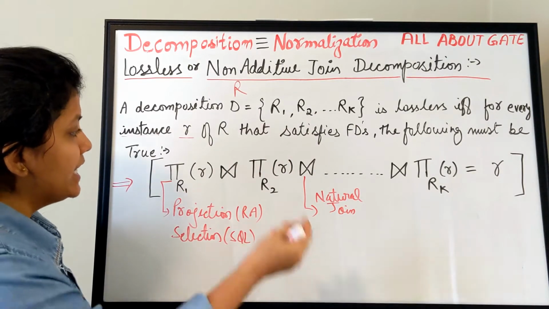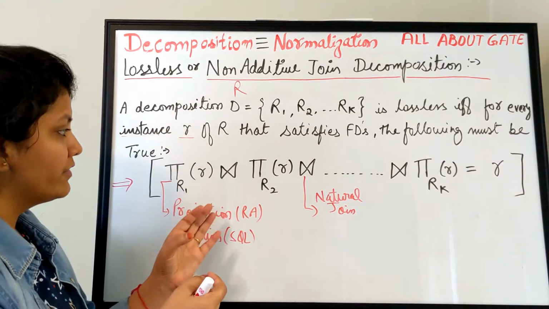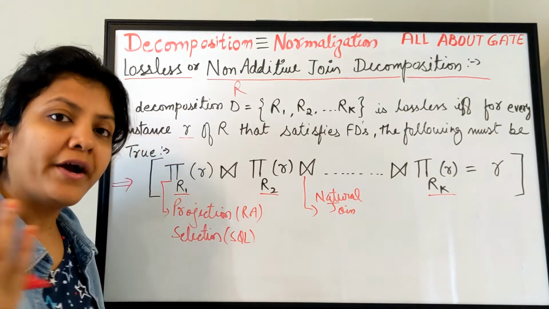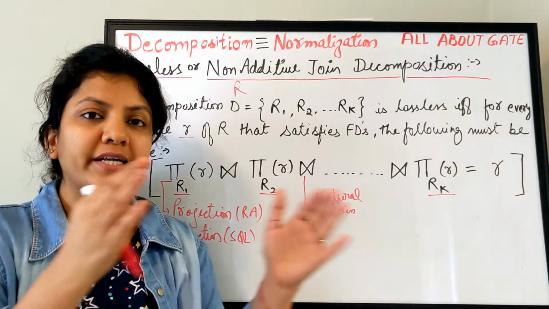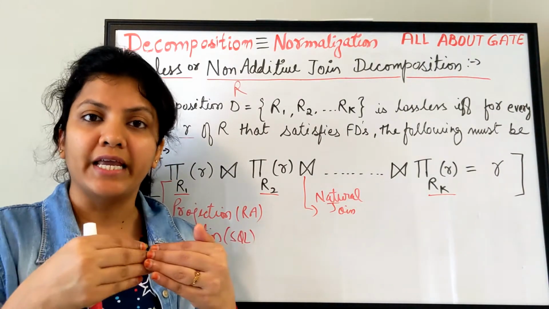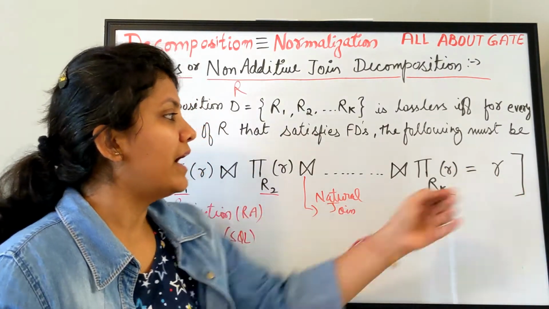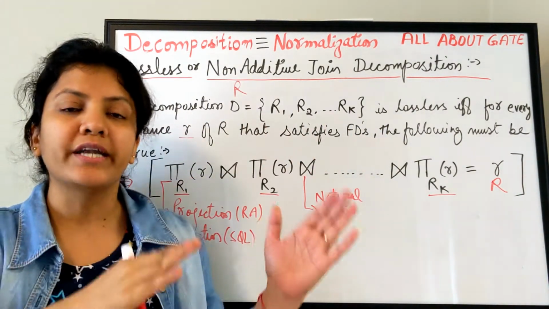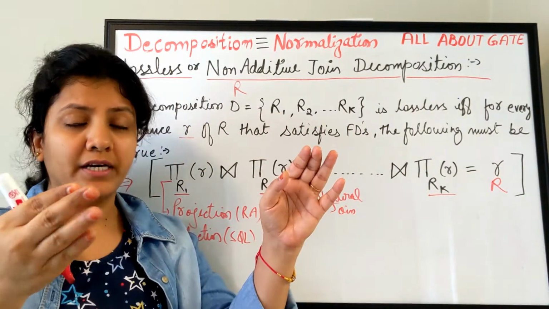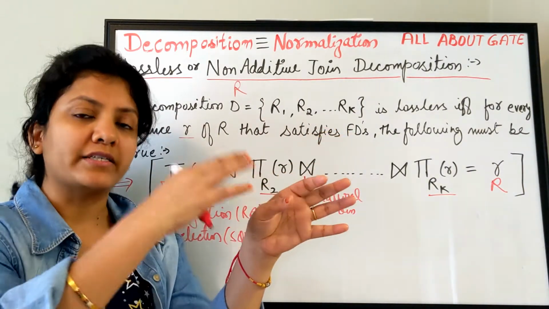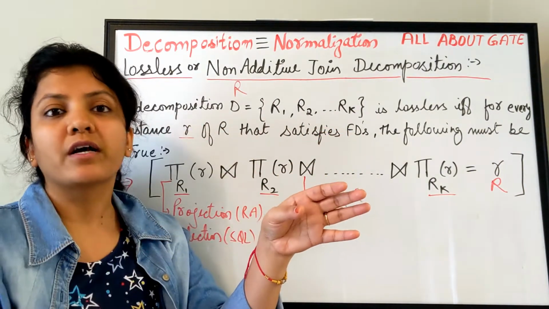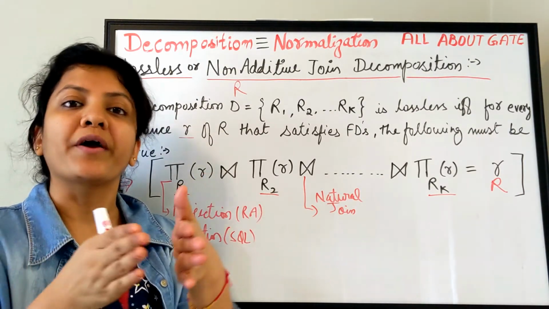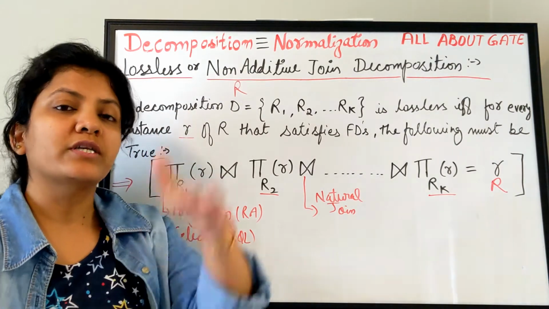The statement says that when you take the projections onto the smaller tables R1, R2 up to Rk and join them back, you should get exactly the same as R, the original table. Whichever table started with a lower normal form and had flaws, once decomposed into multiple tables, joining the decomposed tables together should result back in the same parent table.